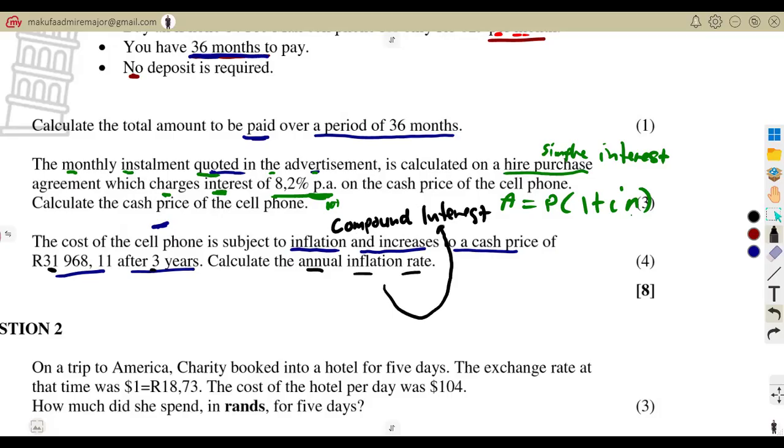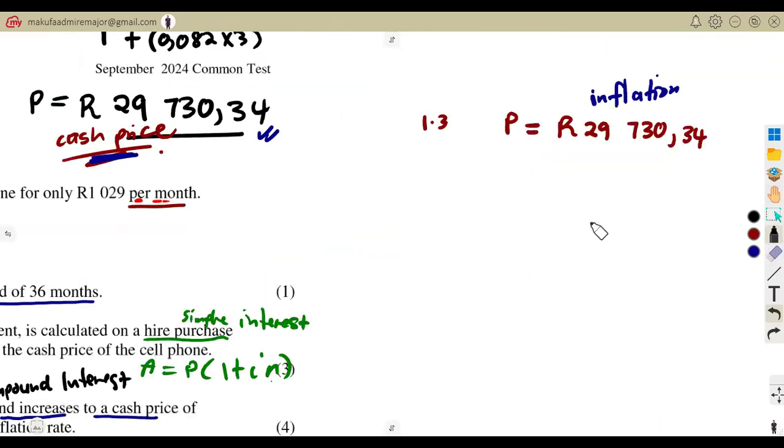The compound interest. We're talking of inflation, hire purchase, simple interest. You see now. So this is now our amount. This is now the number of years we are given. So the amount you have after those number of years. So the amount is going to be what?